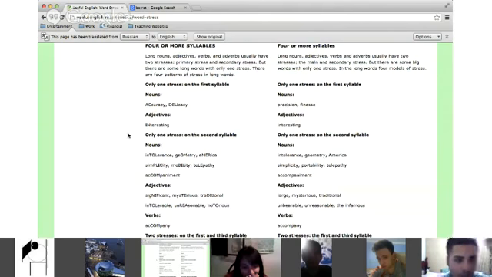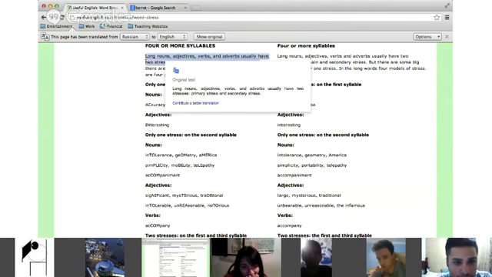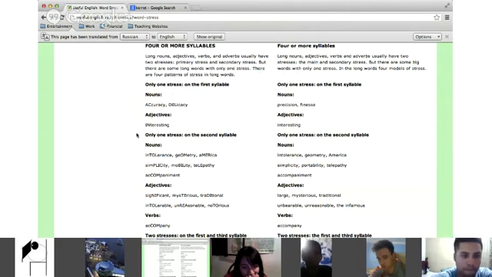Okay, so from 4 or more syllables to only one stress. Yes, down here where it says interesting. Long nouns, adjectives, verbs and adverbs usually have 2 stresses, primary stress and secondary stress, but there are some long words with only one stress.